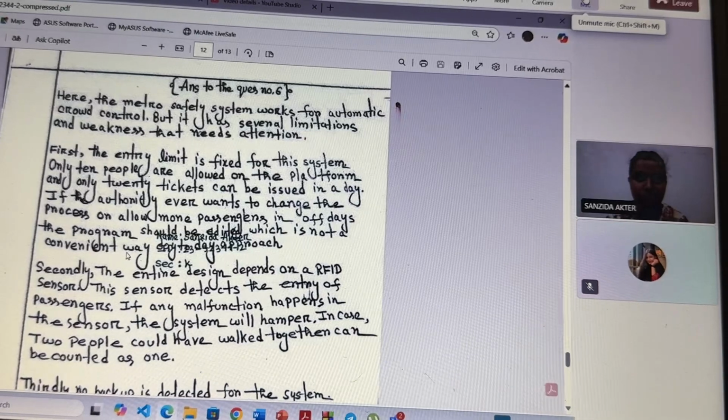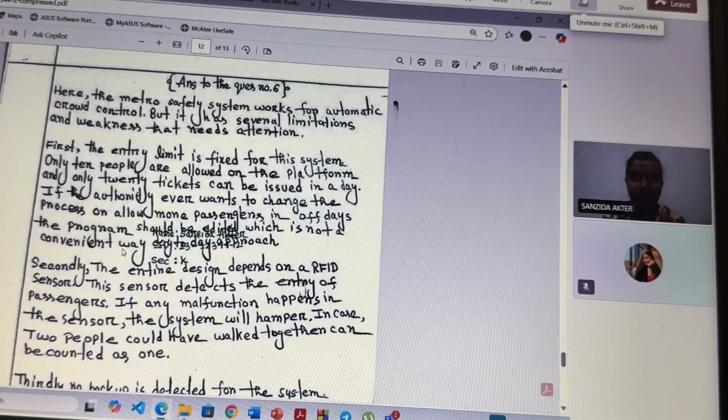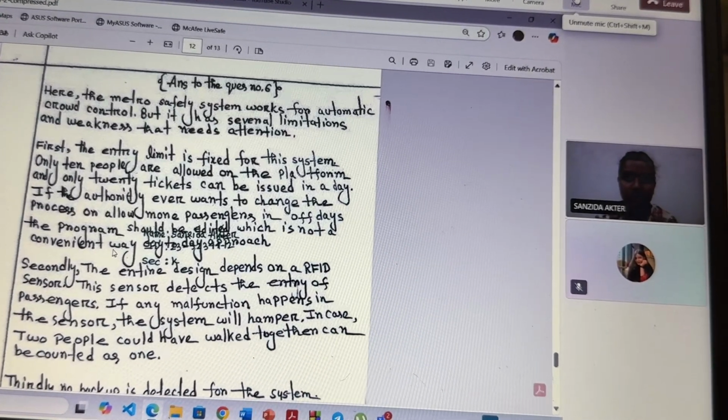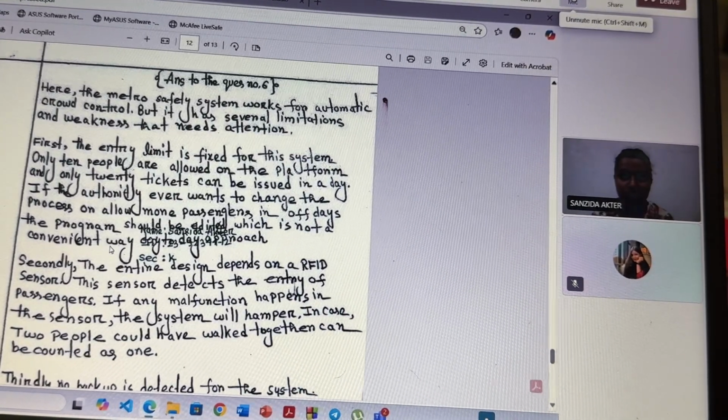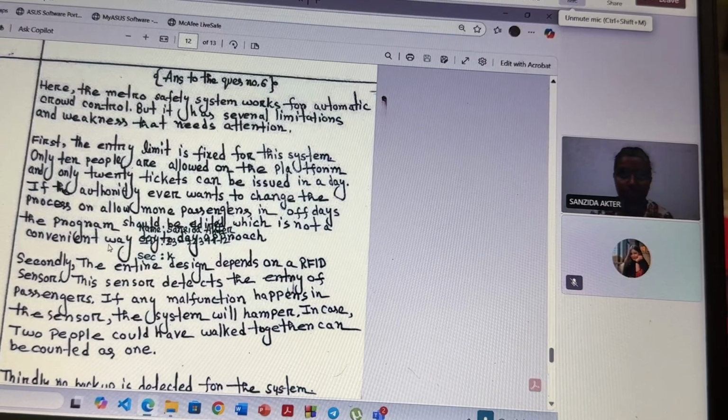Second, if a sensor fails or two people walk through together, the count may be wrong. Third, there is no backup controller or battery, so a power failure or microcontroller fault will stop the entire gate.